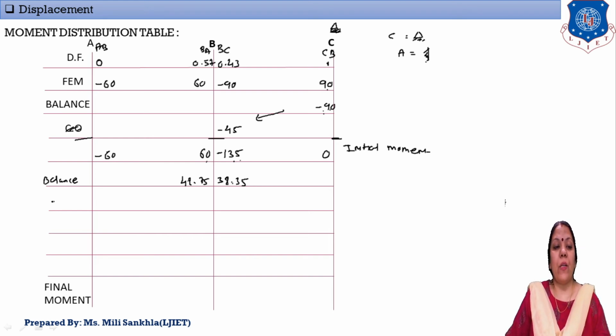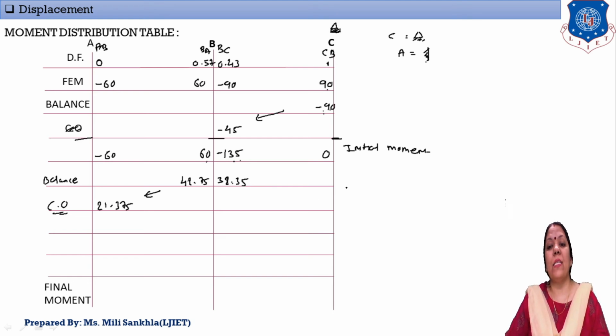Now again we carry over. Now 42.75 carried over to the far end fixed, and this moment is 21.375, and here we can't carry over because the far end is hinge. This end is a hinge, so we stop. Now here we stop, and we find our final moment.